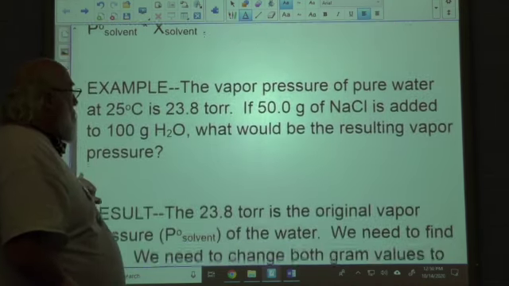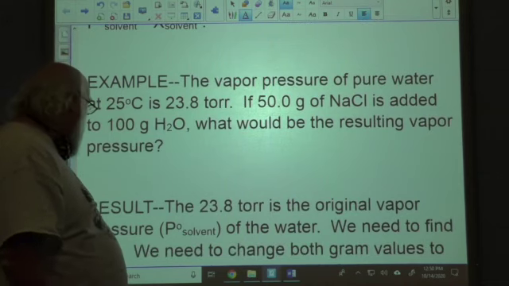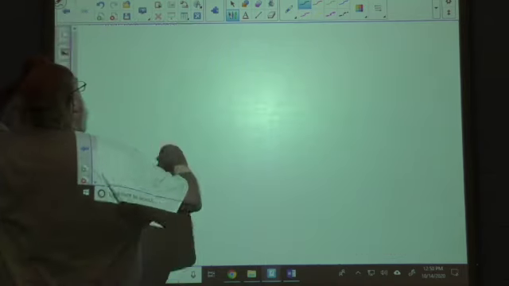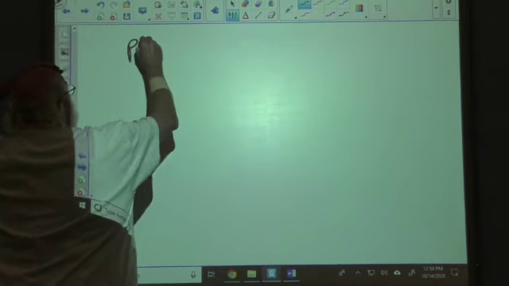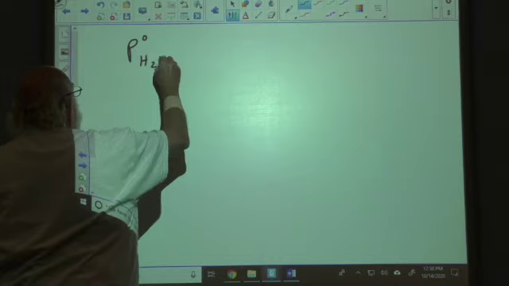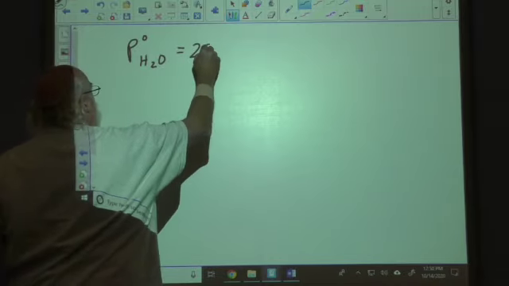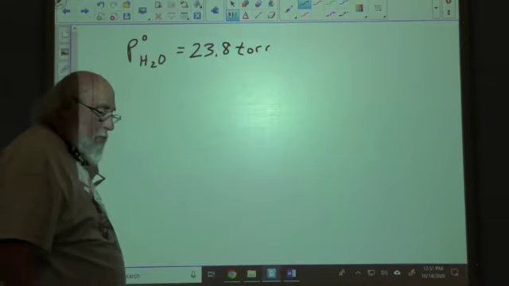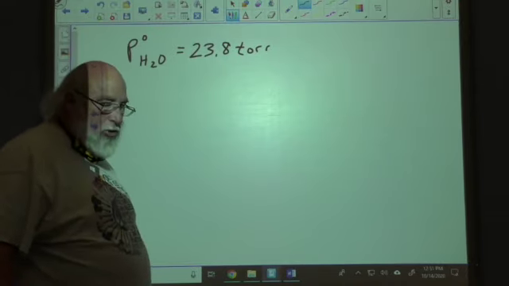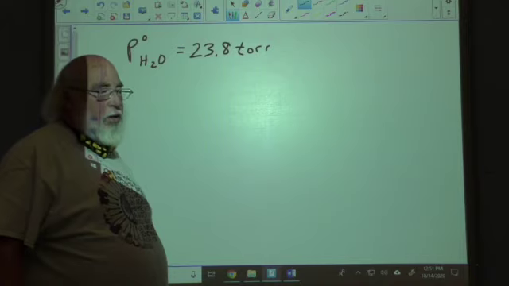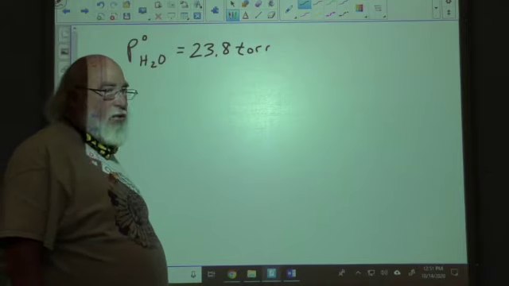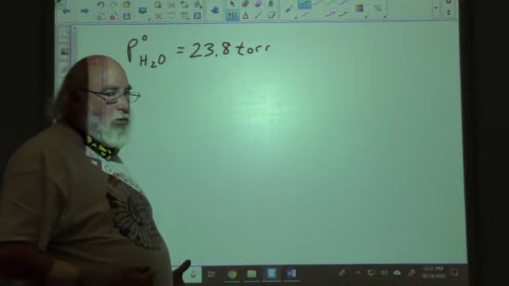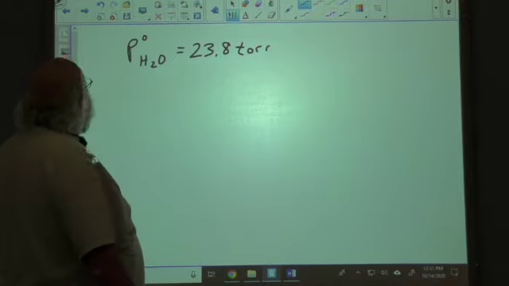And this is an example. If you have vapor pressure of pure water at 25 degrees Celsius is 23.8 torr. So let's put that down. This is the original vapor pressure of water, and that's 23.8 torr. And we have to remember that vapor pressure changes with temperature. The higher the temperature, the higher the vapor pressure, because you have more vibrations of the molecules and more likely bonds are going to be broken.